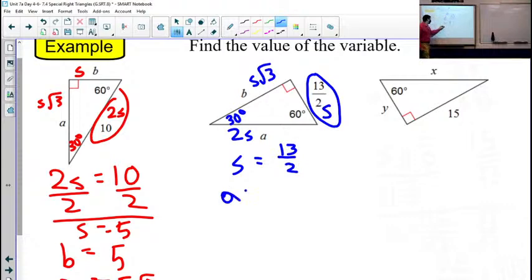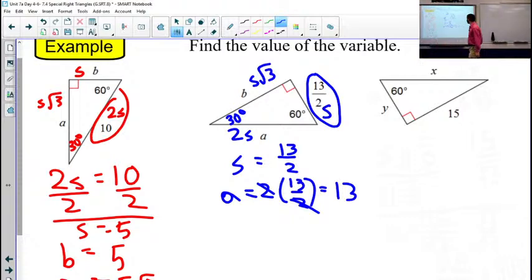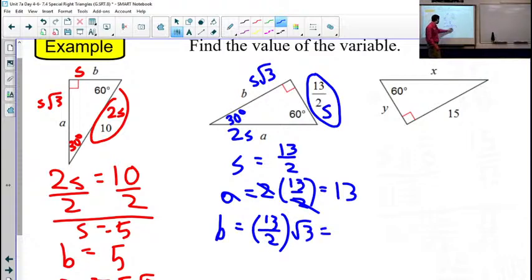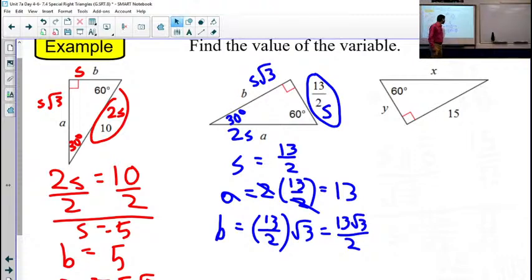So when I go to figure out what A is, I just need to take that short leg, which is 13 over 2, and I need to double it. So you could say it's 26 over 2 and simplify it, but the 2's cancel. It should just be 13. Right? 26 divided by 2 is 13. And then for B, what we're going to do is we're going to take that short leg and we're going to tack a square root of 3 onto it. Tack square root of 3 on, we get 13 square root of 3 over 2. And that's my answer.